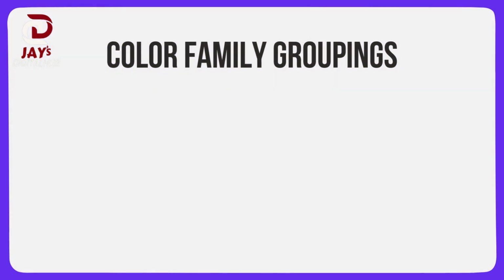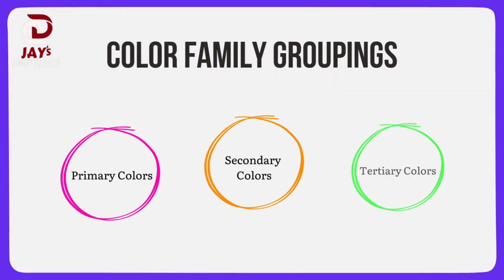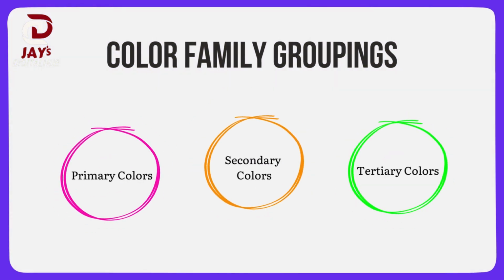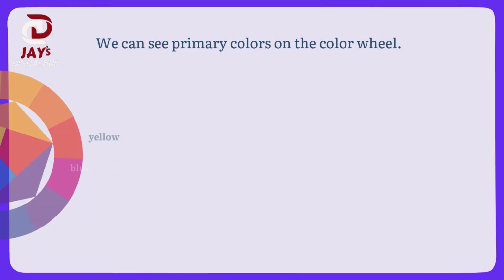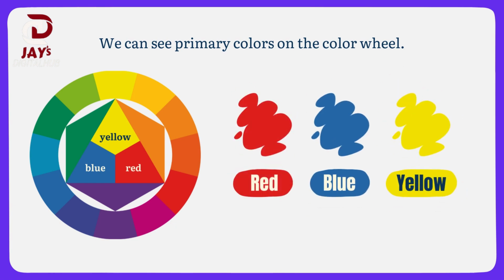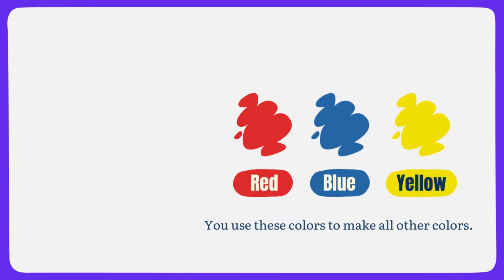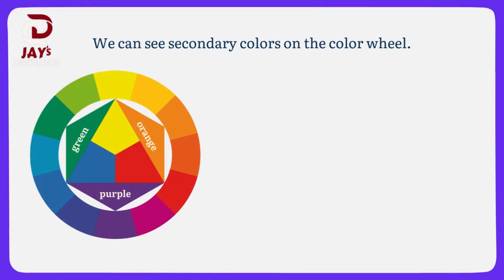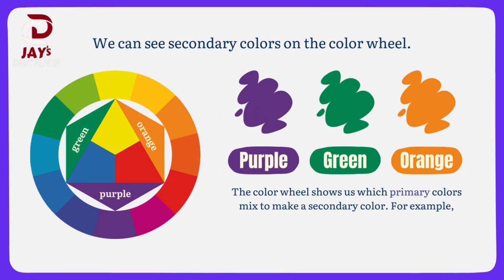The color wheel includes primary, secondary, and tertiary colors to help you understand these relationships. We can see primary colors on the color wheel. Primary colors like red, blue, and yellow are combined to form all other colors. Now we can see secondary colors on the color wheel. The color wheel shows us which primary colors mix to make a secondary color. For example, blue plus yellow combine to form green color.